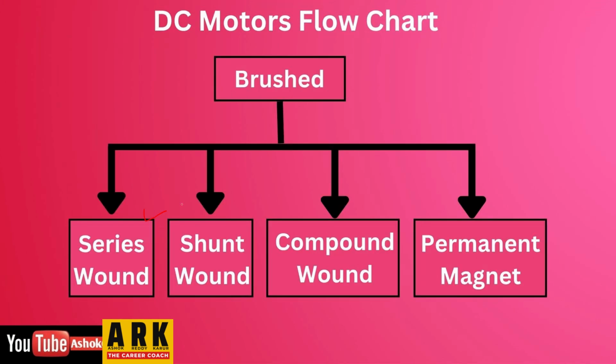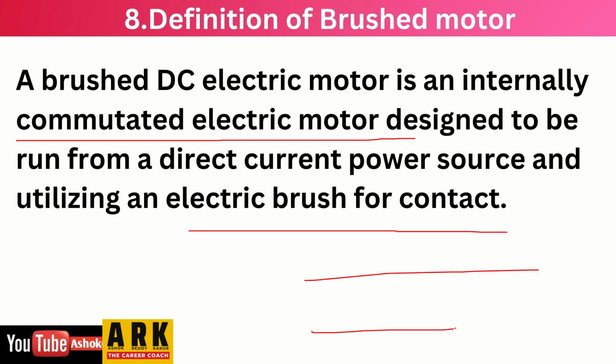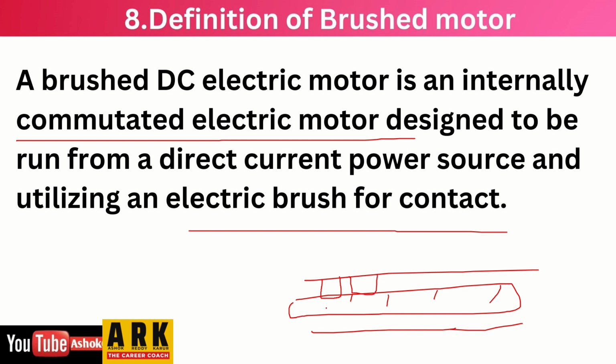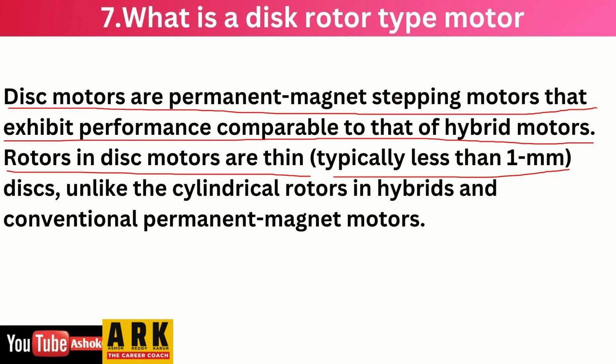And in the brushed type we have series, shunt, compound, permanent. As I told you before, a brushed motor is an internally commutated electric motor designed to run from a direct current power source, utilizing an electrical brush for contact. So this is the rotor, and we use an electrical brush like this to run the rotor. It uses the EMF here. That is the brushed motor. In the brushless it will not be there, which is why they use the magnet inside, sometimes outside, or else on the disc.